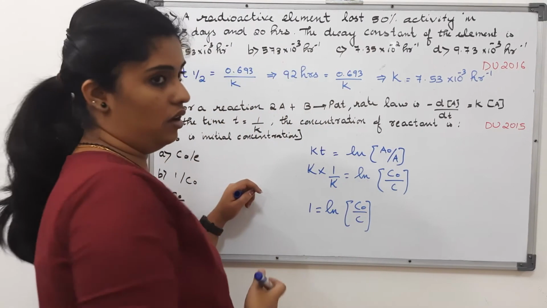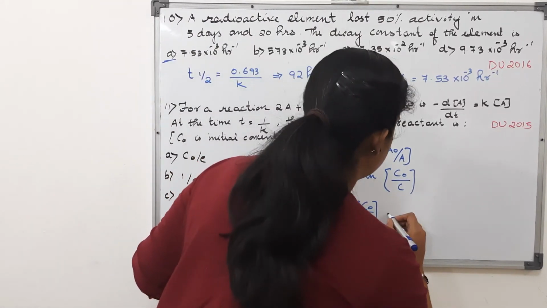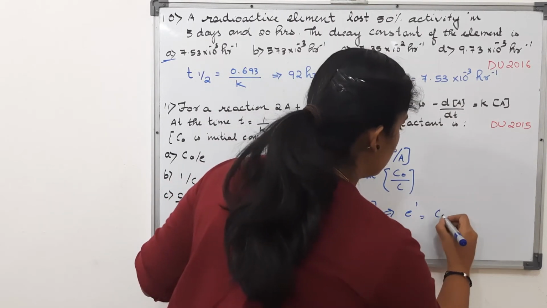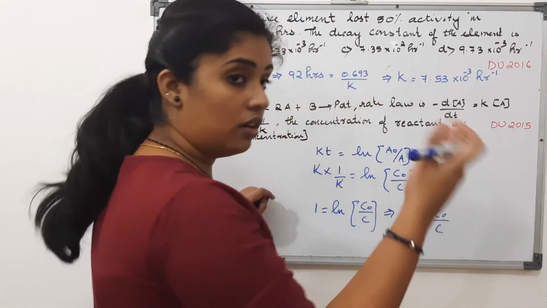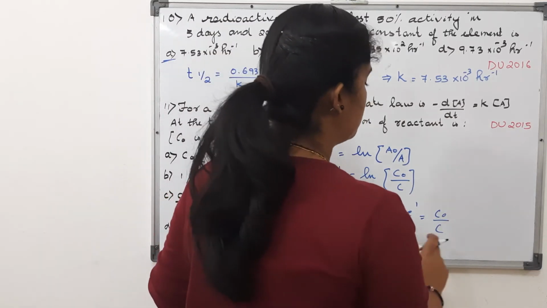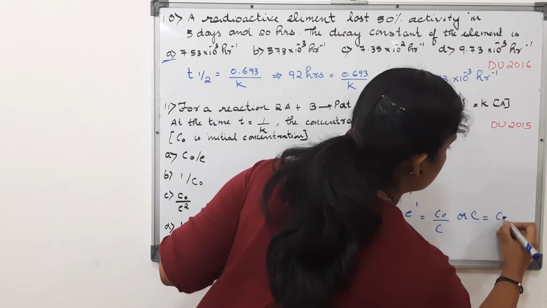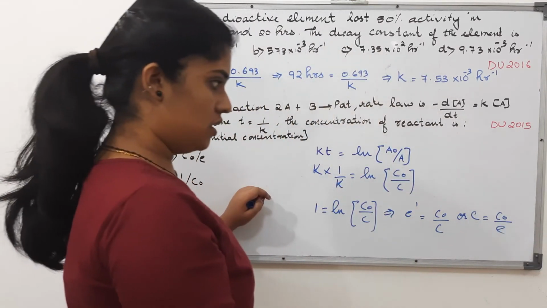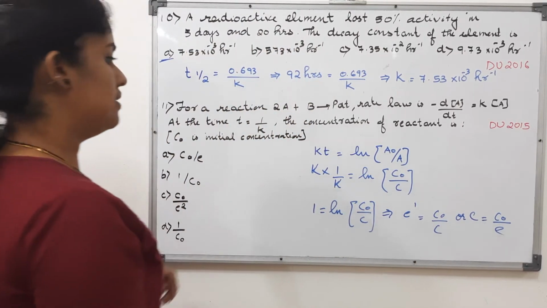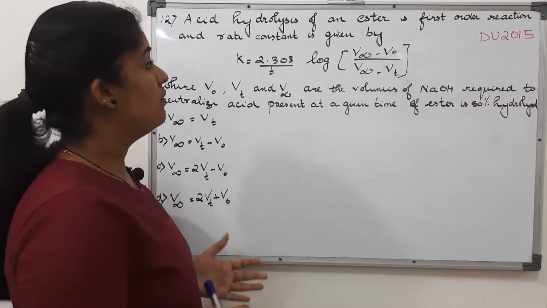Now to remove this ln, I can take e power on both sides. So e power 1 is equal to C naught by C. E power ln C naught by C will be C naught by C. So E becomes equal to C naught by C, or C equal to C naught by E. E power 1 is E, so C becomes equal to C naught by E, and this is the answer, which is option A.